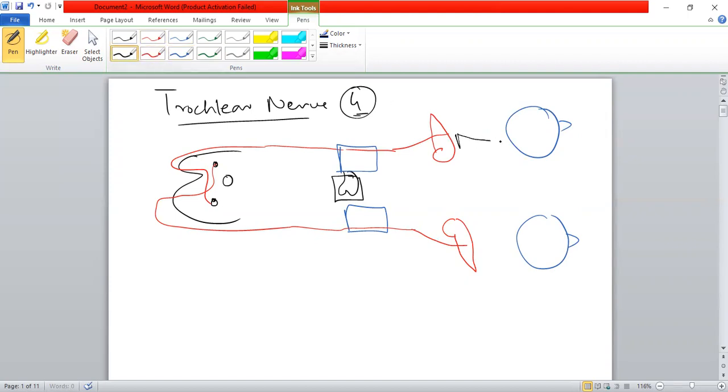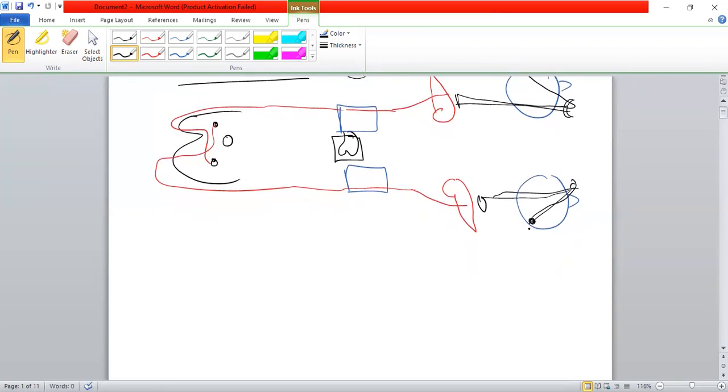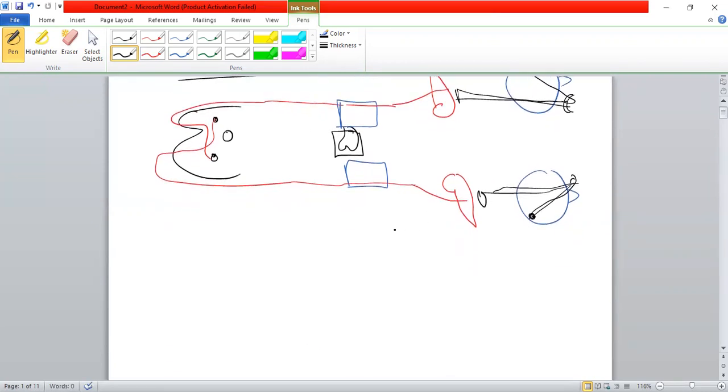Now this is the muscle. Here is a pulley which is called the trochlea. It passes through that pulley and it inserts into the lateral inferior portion of the eyeball. Here again, here is the pulley. From the pulley it goes into the lateral and inferior portion of the eyeball. Now it is quite obvious.